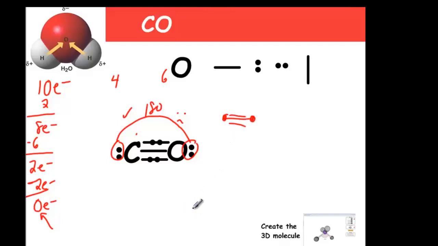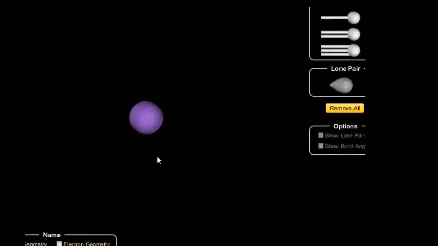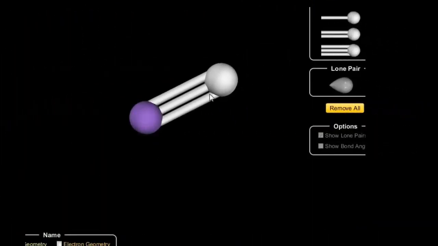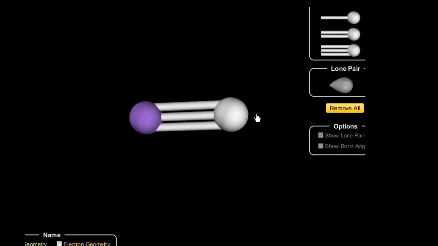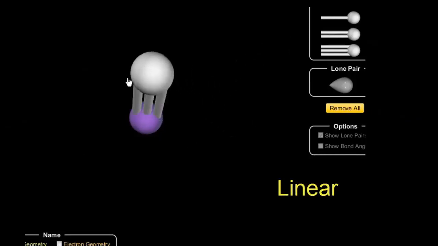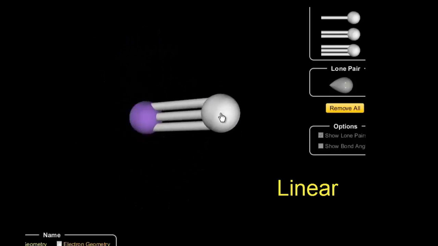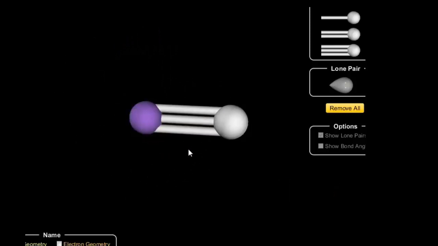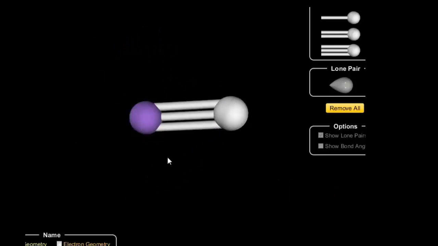So let's look at our model quickly. Here's our carbon, and there's our oxygen, and there's our triple bond between the two. And again, any which way you turn this, it's always linear. Two atoms always makes a straight line. Three, not always, but two, always.